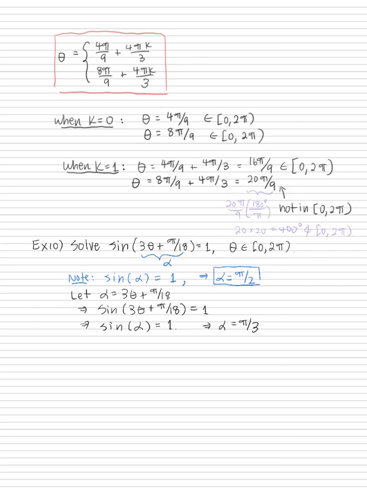Oh, what did I put? Pi over 3? Sorry, I meant to write pi over 2. But alpha was this crazy 3 theta plus pi over 18. So that's equal to pi over 2. And what is the period of sine? It's 2 pi k. So I'm just going to add 2 pi k. Okay, so now our job is to solve for theta. So first, let's subtract pi over 18 from both sides.